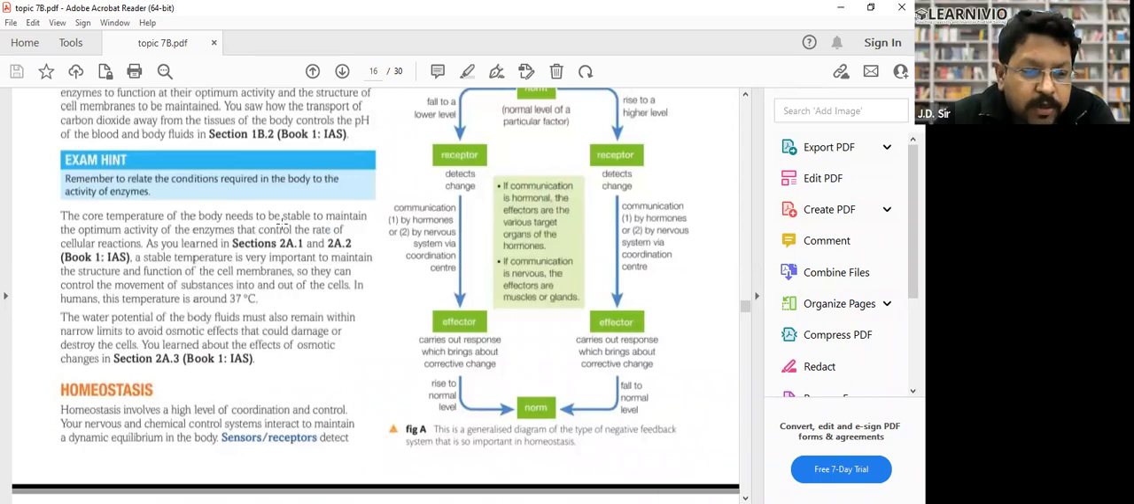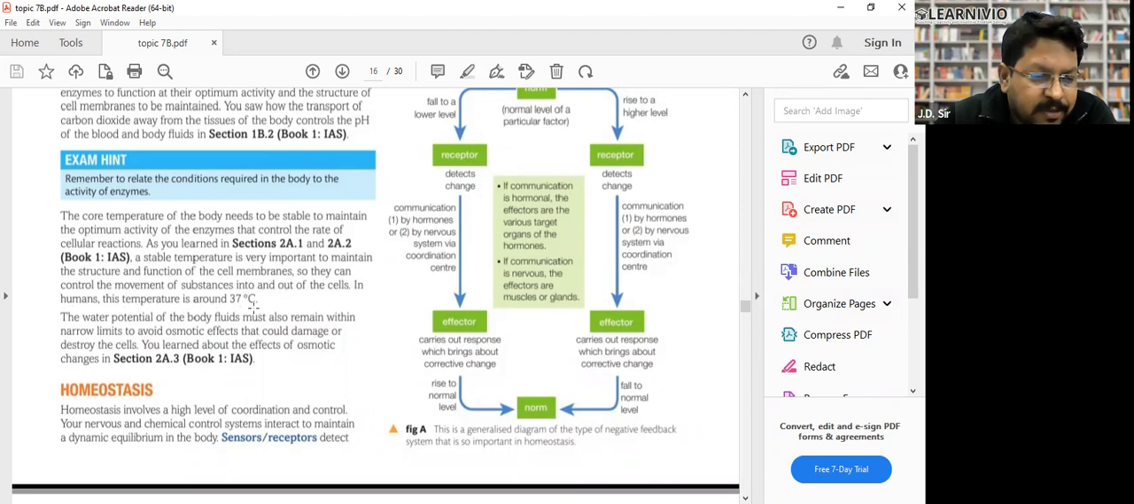The core temperature of the body needs to be stable to maintain the optimum activity of the enzymes and control the rate of cellular reactions. As you learned, a stable temperature is very important to maintain the structure and function of the cell membrane, because a change in temperature affects the rate of transpiration, the rate of respiration, the rate of transfer of ions and all that, right? It also affects the permeability of the membrane as well, controlling the movement of substances in and out of the cell.